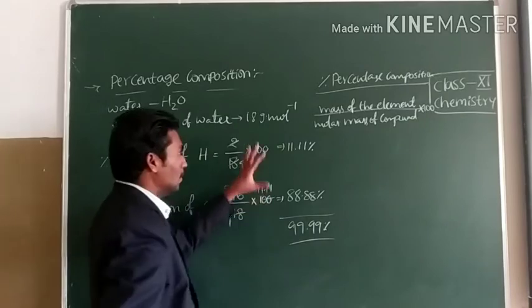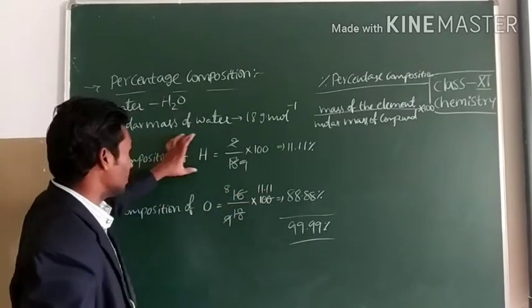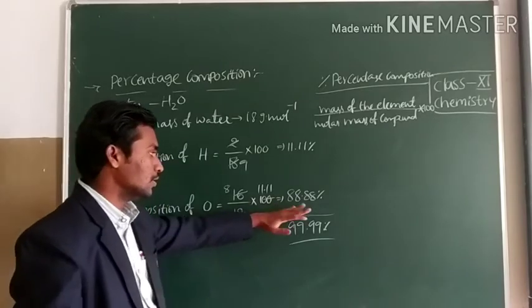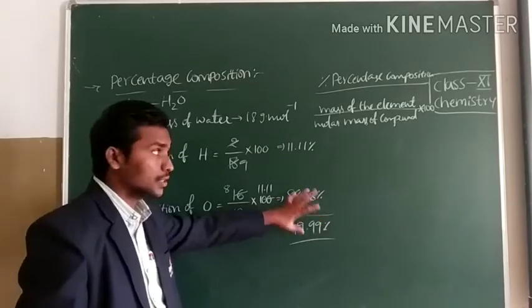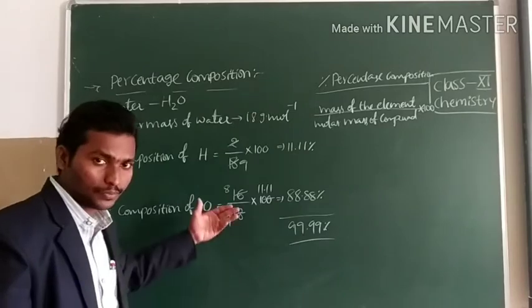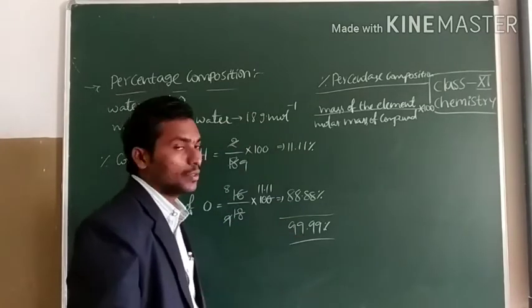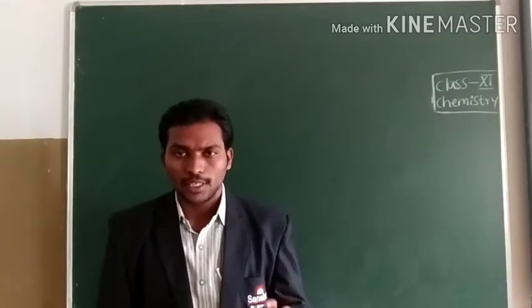This is the percentage composition: hydrogen is 11.11%. Percentage composition of oxygen is 88.88% in water molecule. So this is the way we have to find out percentage composition of an element in the given molecule. Empirical formula and molecular formula.